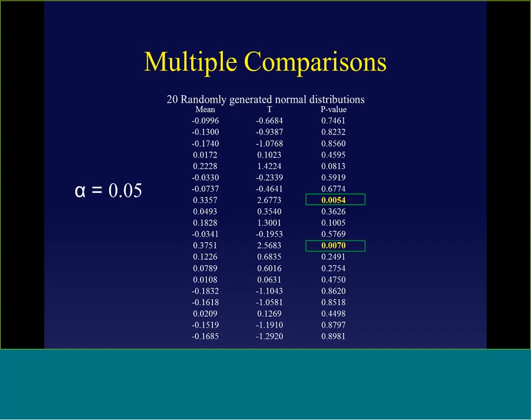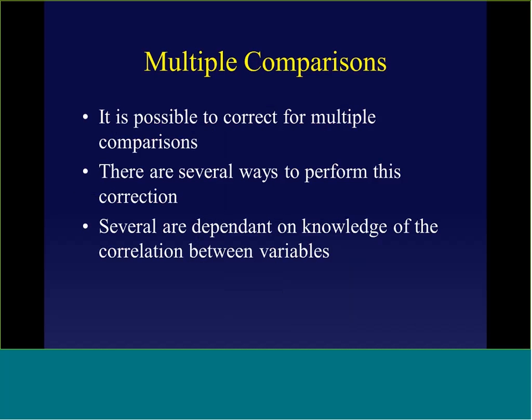Well, how does one correct for this, both when doing one's own research, and how can you take this into consideration when critically evaluating research in the literature? Well, there are ways to correct for multiple comparisons. There are several ways. They're dependent on your knowledge of the correlation between variables. And in fact, there are some implicit ways in which a statistical test can take this into account.